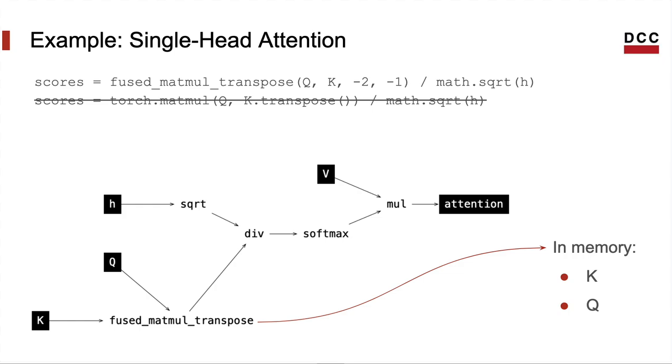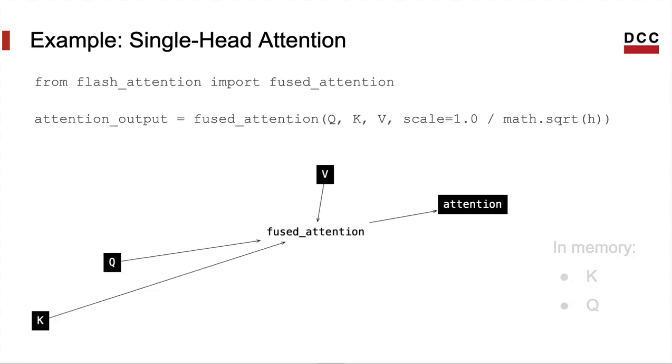Fusion, in this case, is likely to be always good, for we are not really increasing the amount of data that we need to keep in memory. Before fusion, we still had to keep K and Q in memory. After fusion, these are the matrices we need to keep in memory. So in terms of memory requirements, fusion did not change anything.